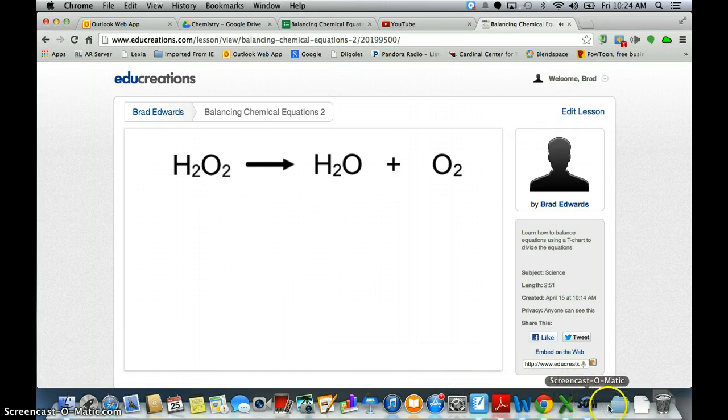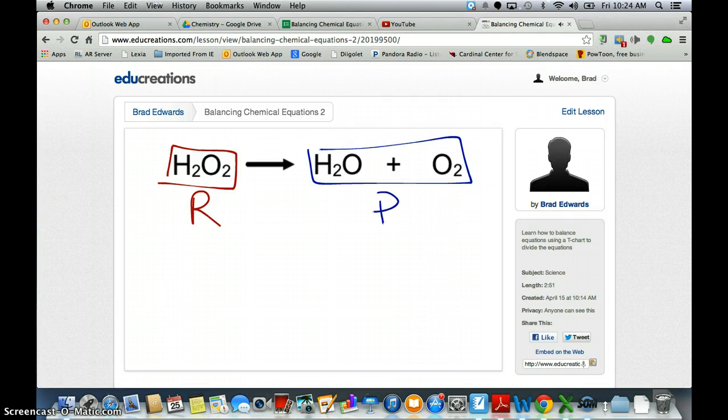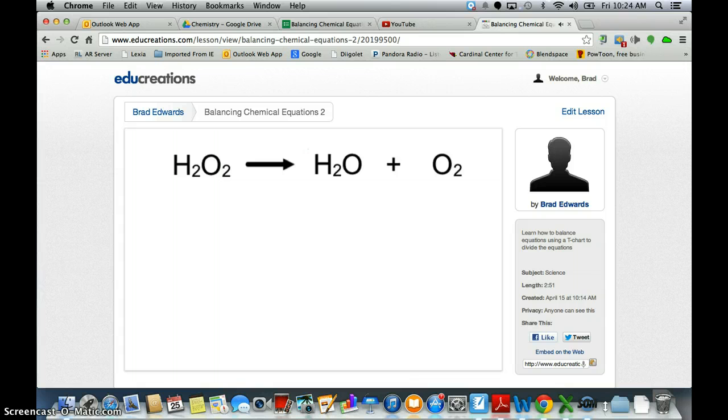The first thing we need to do is refresh our memory and understand where the reactants and the products are. So if we look over here in red, those are our reactants. And then over here in blue, these are our products.